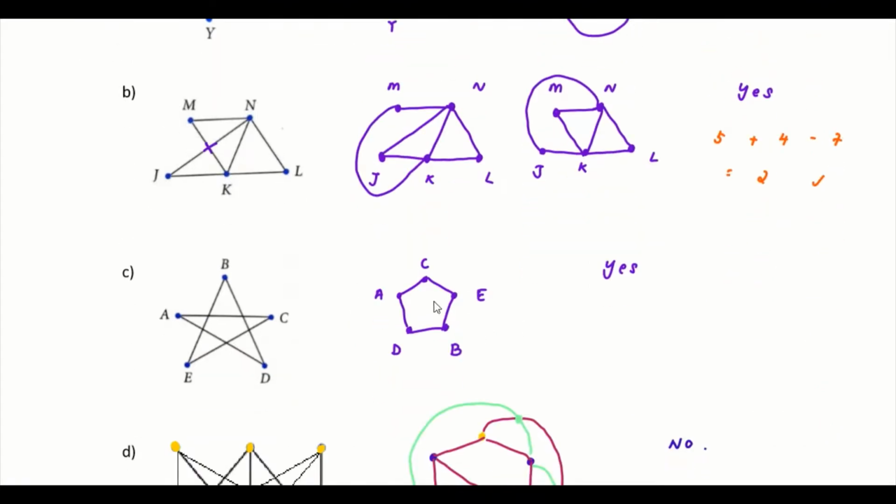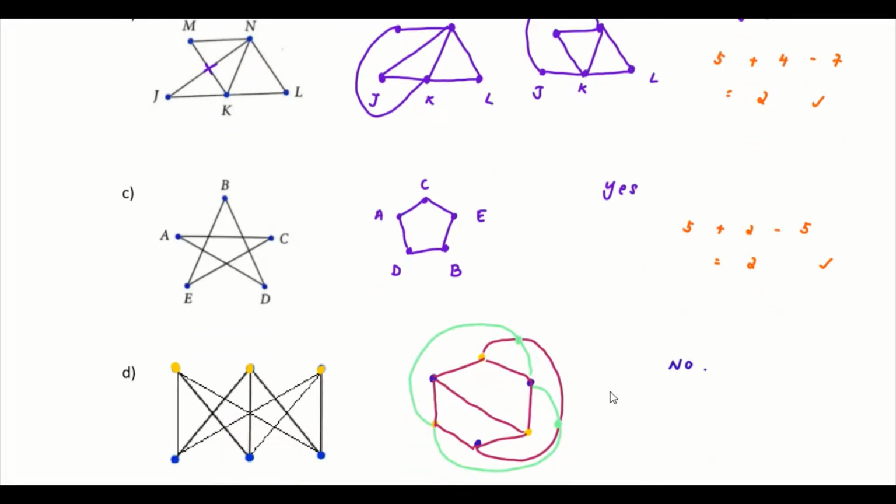For this one, how many vertices do you have? 1, 2, 3, 4, 5. So 5. Okay, then faces: one inside, another one outside. Then how many edges? 1, 2, 3, 4, 5. So 5. 5 plus 2 minus 5, you get 2 as well. For this one, because it's not a planar graph, we know that Euler's rule doesn't apply.